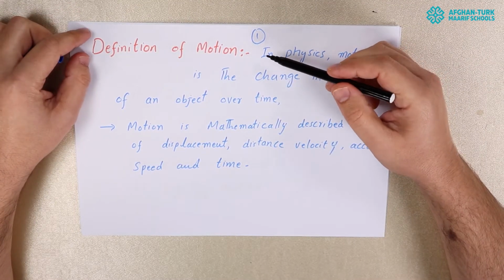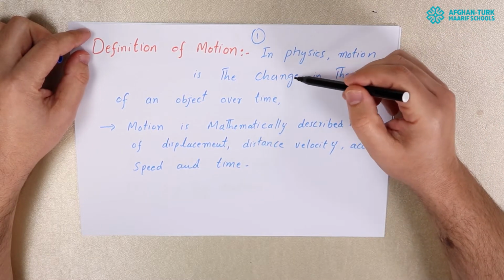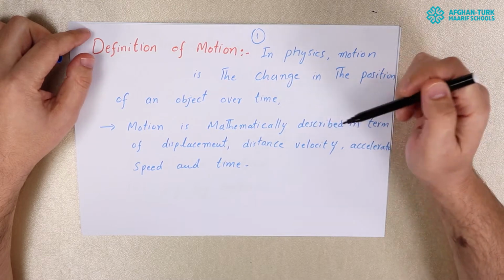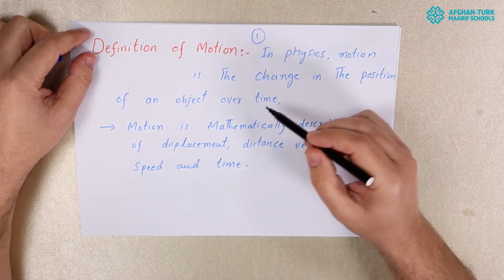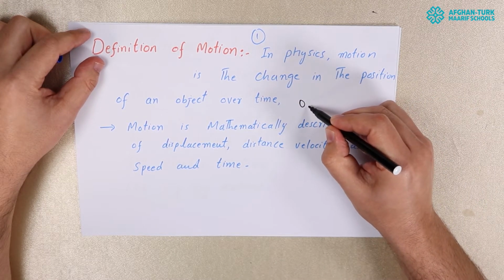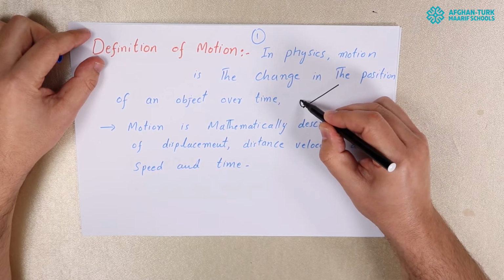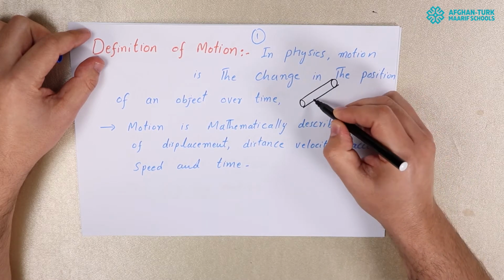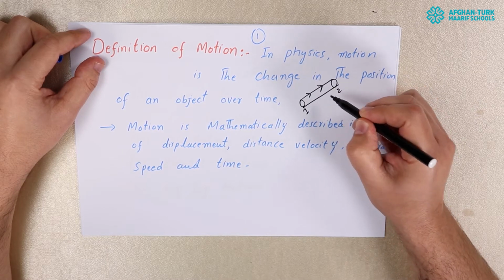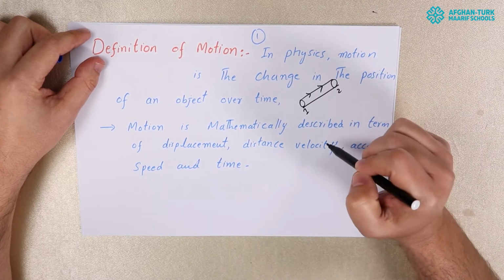Here, the definition of motion in physics is given: motion is the change in position of the object over time. What is the meaning of change in position of an object over time? Let's suppose we have an object currently here, but after some time the object moves or changes position from that point to this. So if the object moves from one point to another point, we can say the object is in motion, because of changing the position.